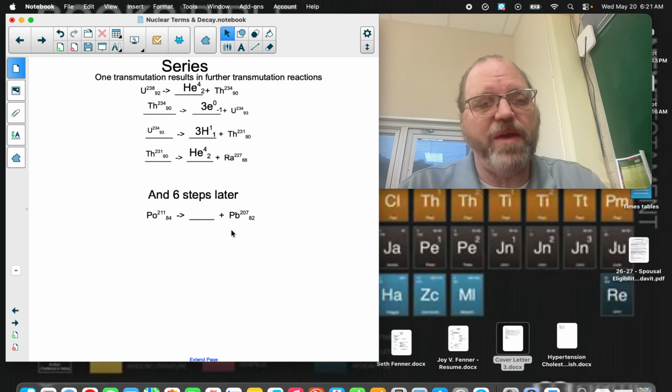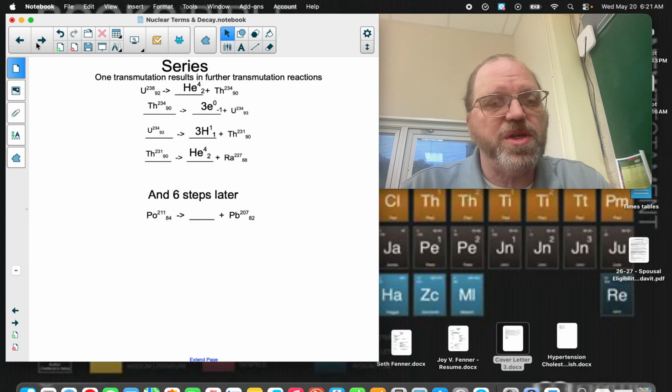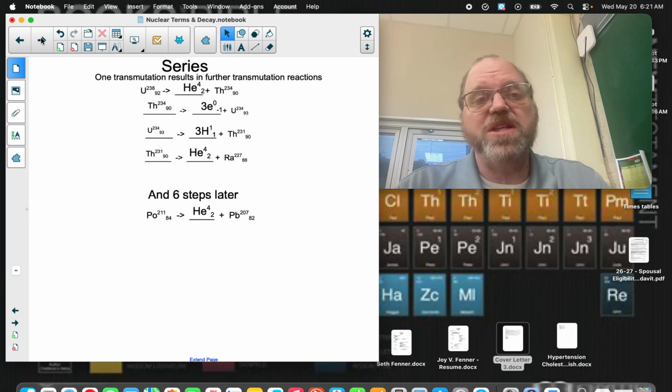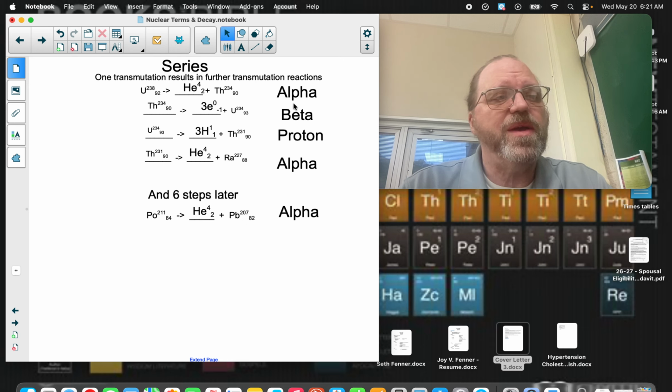And then work our way down here eventually to get 2 for 92. That's 2. 207 from 211, that's also an alpha. And if we want to name these, we have alpha, beta, proton, alpha, and all of these are emissions because they're on one side.